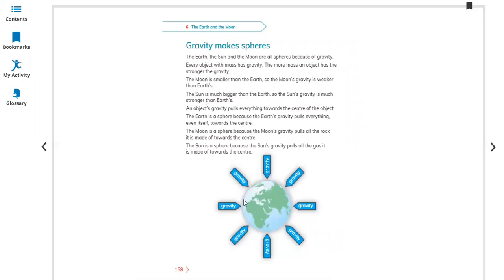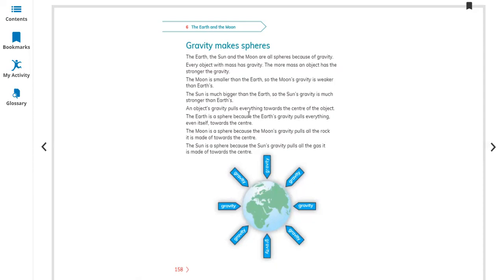The Sun and all the planets like Earth are moving around the Sun, and the Moon is moving around the Earth according to their size, according to their gravity. The Moon is moving around the Earth, and the Earth is moving around the Sun. The Sun is much bigger than the Earth, so the Sun's gravity is much stronger than Earth's.